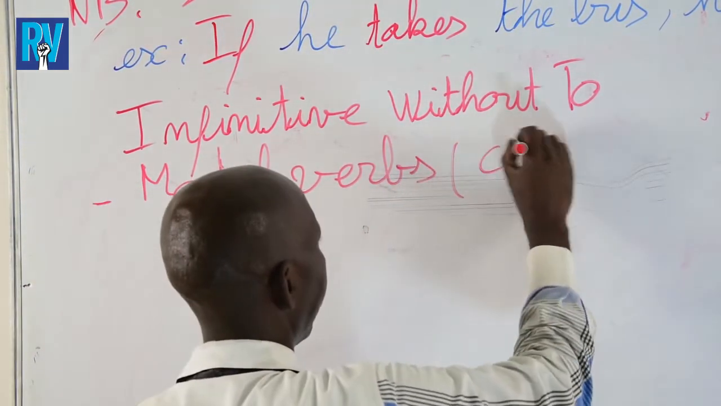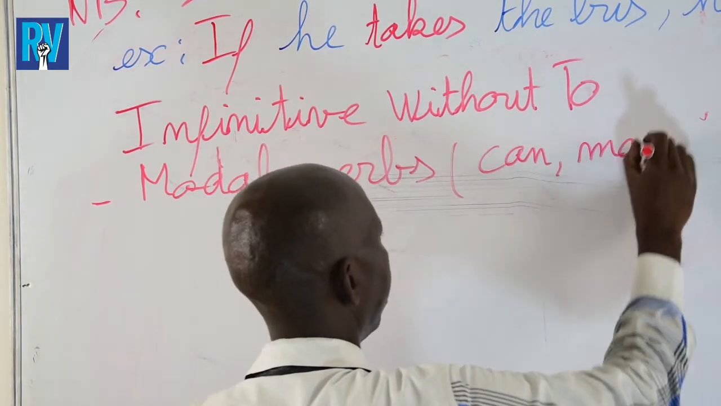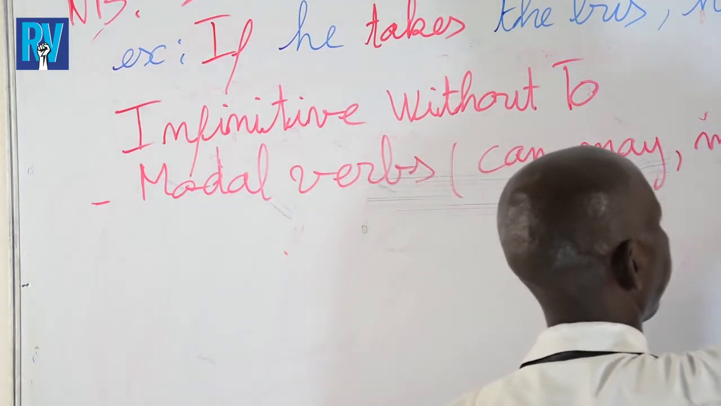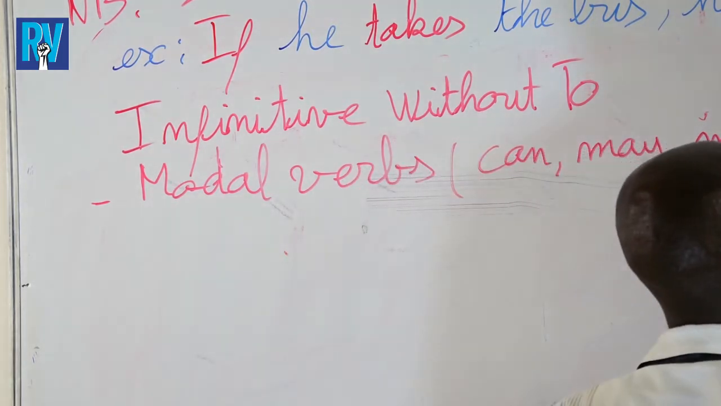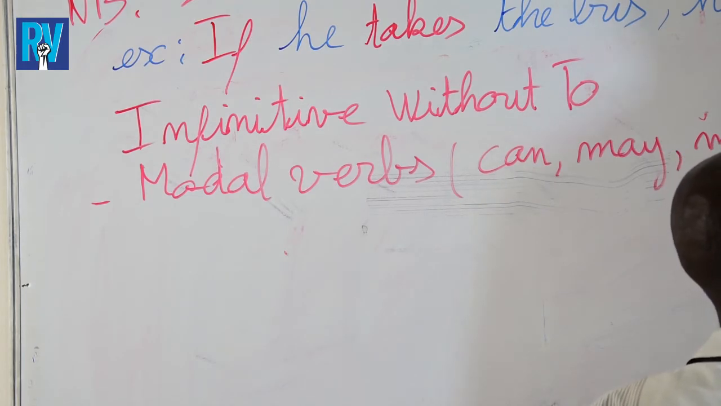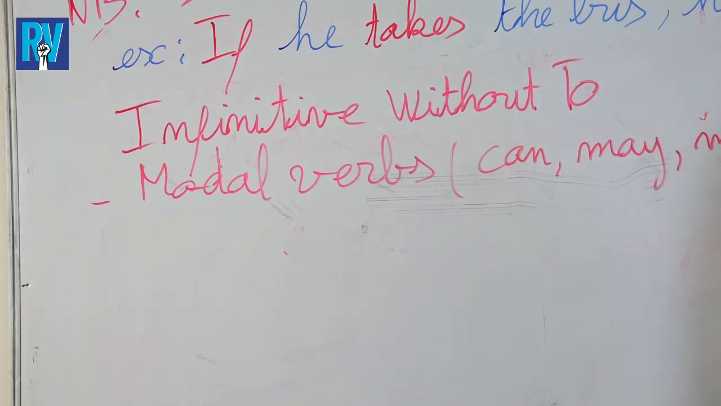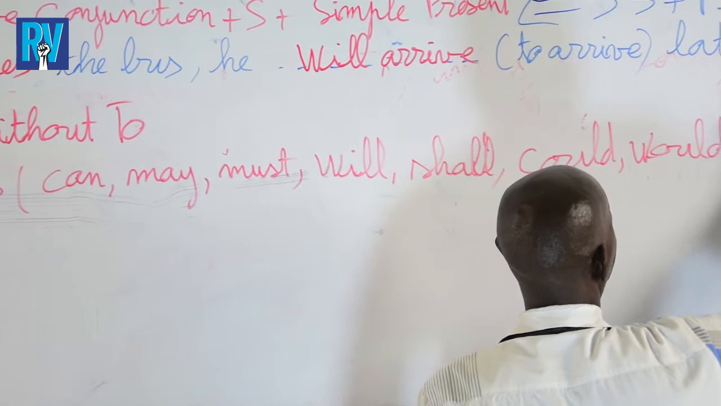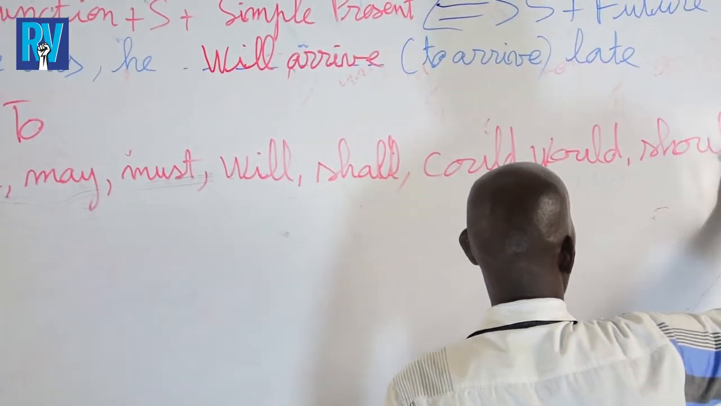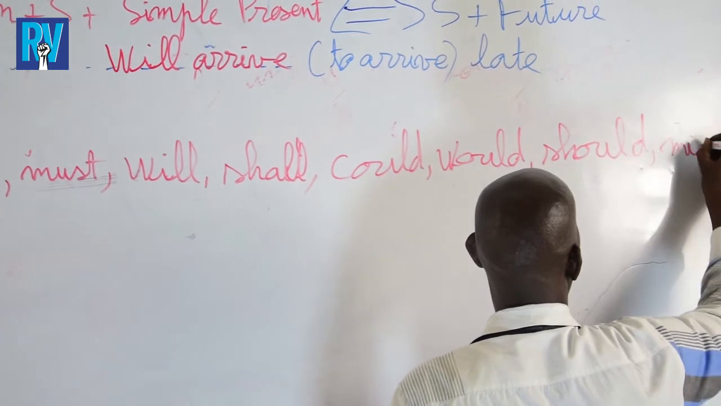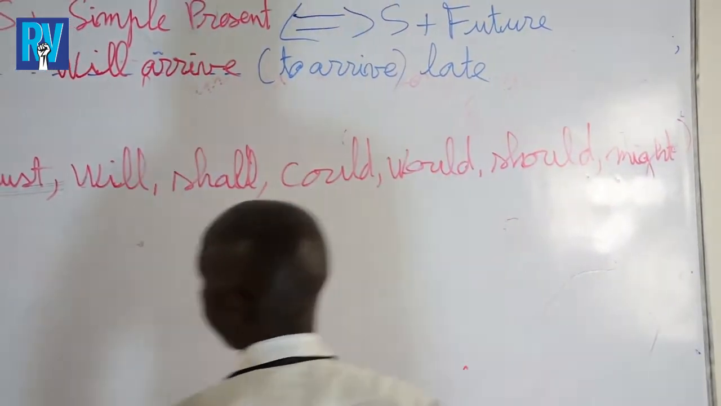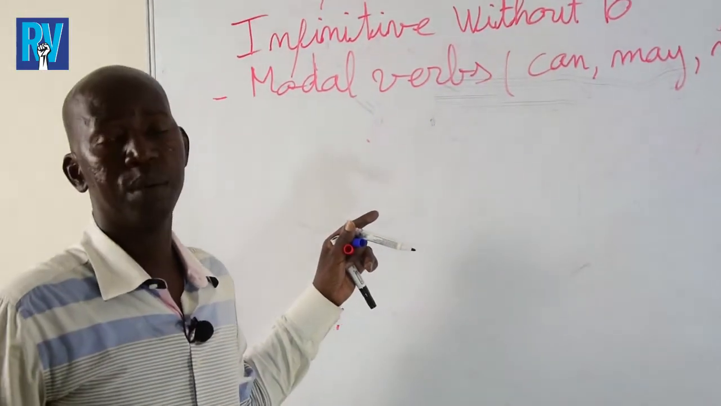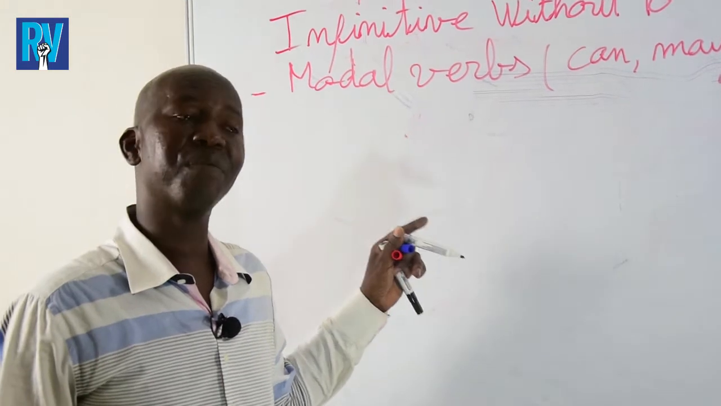Modal verbs: can, may, must, will, shall, could, would, should, might, etc., etc. Les modaux sont toujours suivis d'un infinitif sans to. Après un modal, le verbe qui suit s'écrit à l'infinitif sans to.